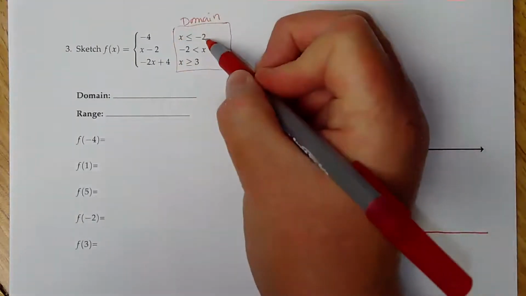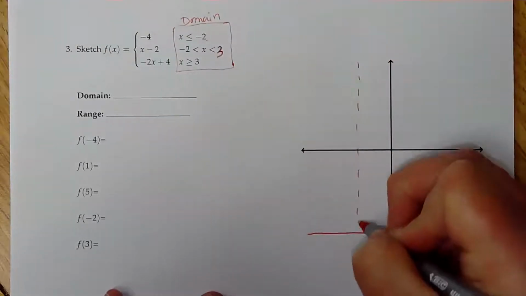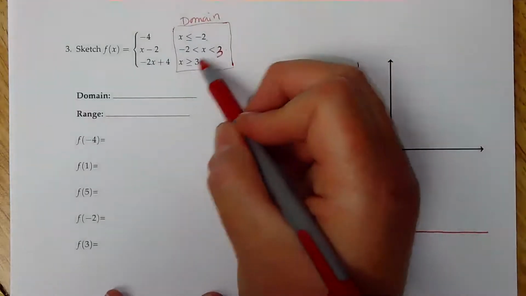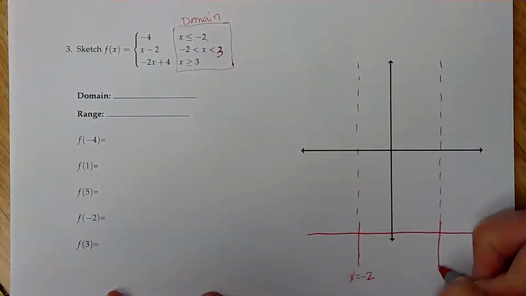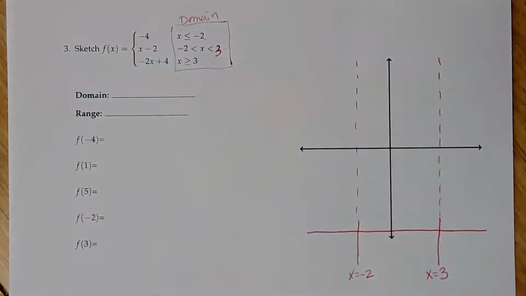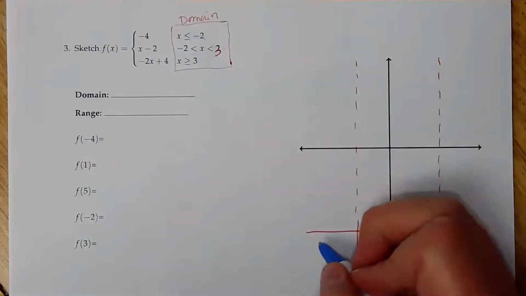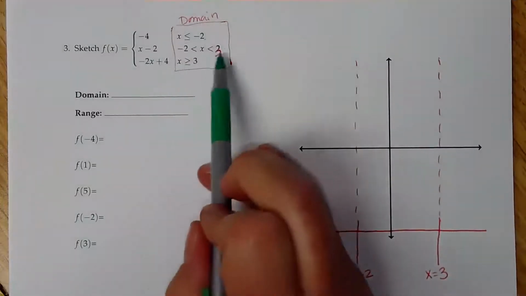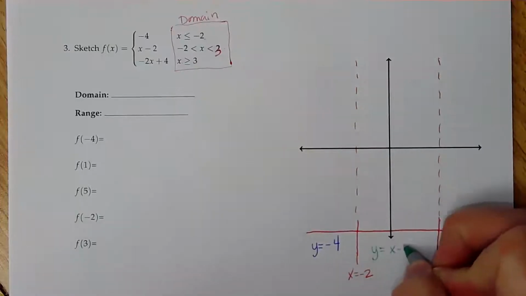And I have a fence line at -2, so let me put that one in. And then I have a fence line at 3. So x equals 3. Okay, and then what I want to do is I'm going to write my functions in where they go. All right, so for x less than -2, I have y equals -4. And between -2 and 3, I'm going to use x minus 2. Y is x minus 2.